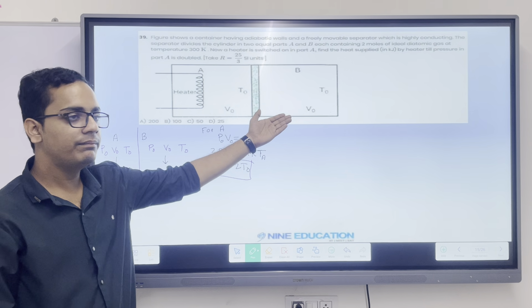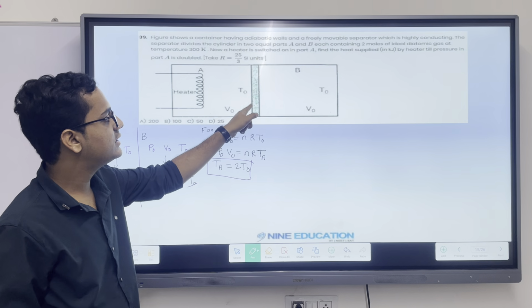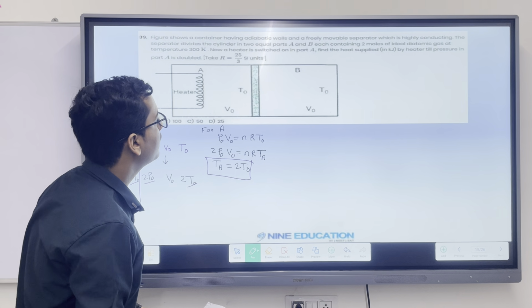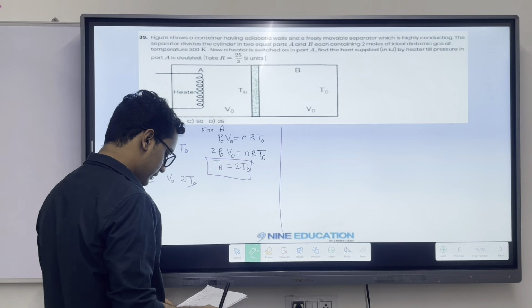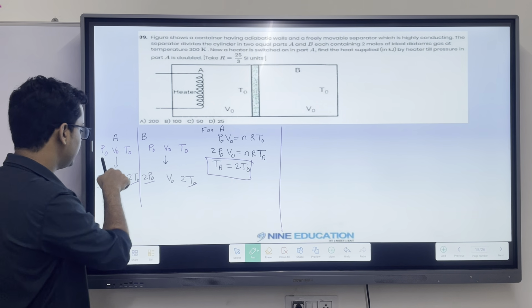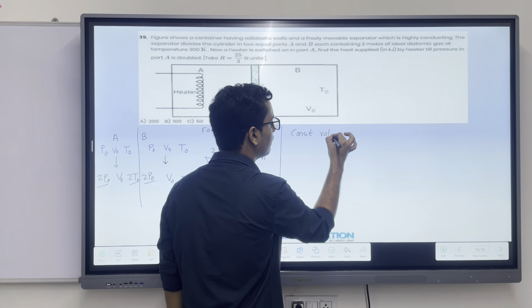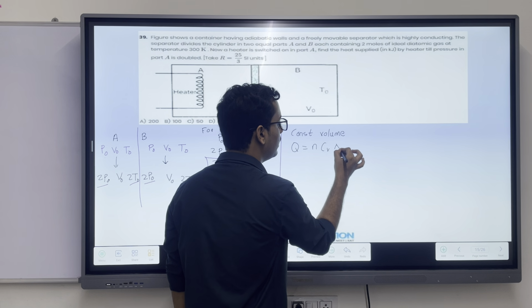If volume is the same, then volume is not even changing. Even if the question is saying this is movable, it is actually not moving at all. So if volume is not changing, clearly it's a constant volume process. For a constant volume process, Q is equal to nCV delta T.